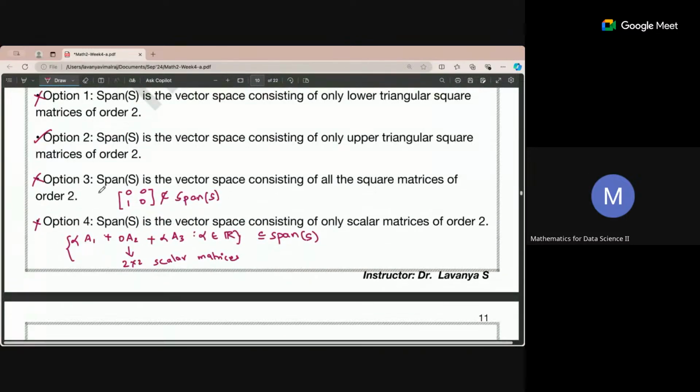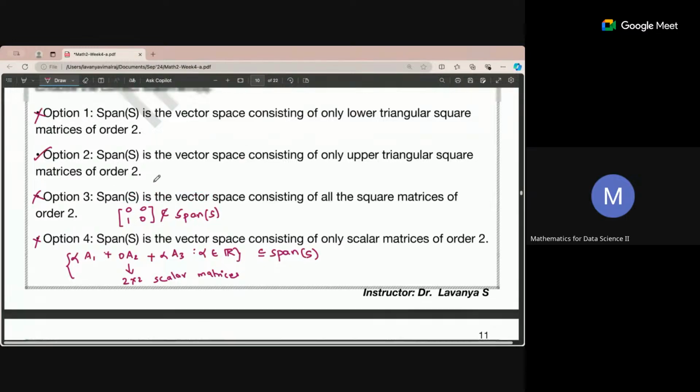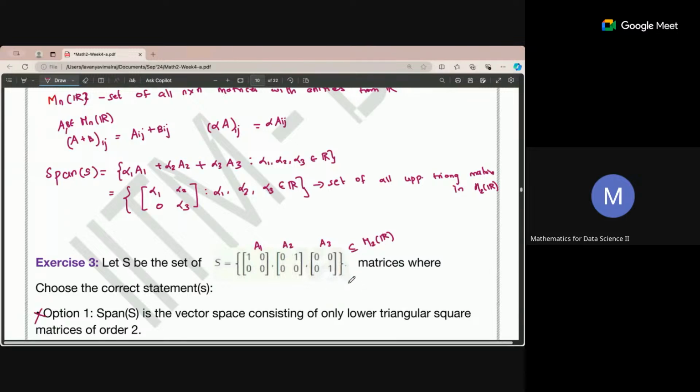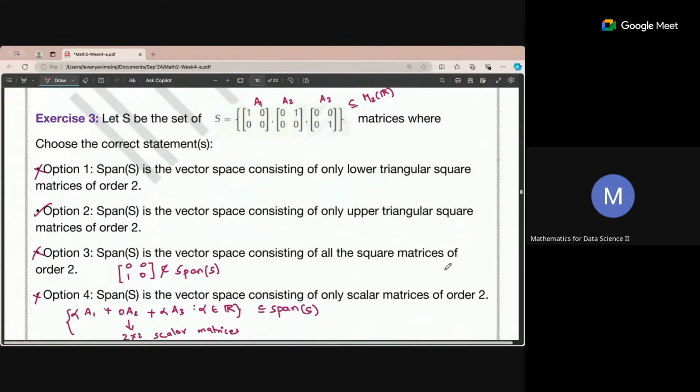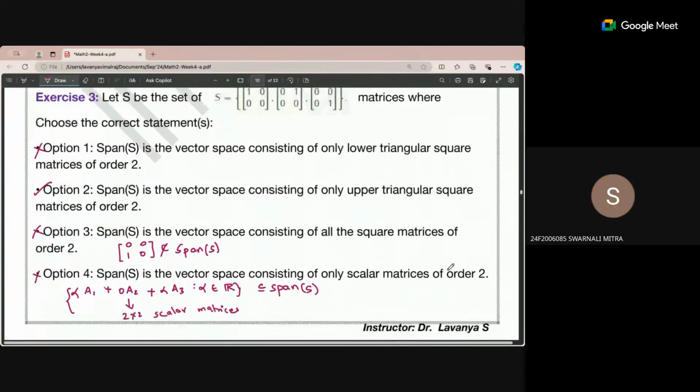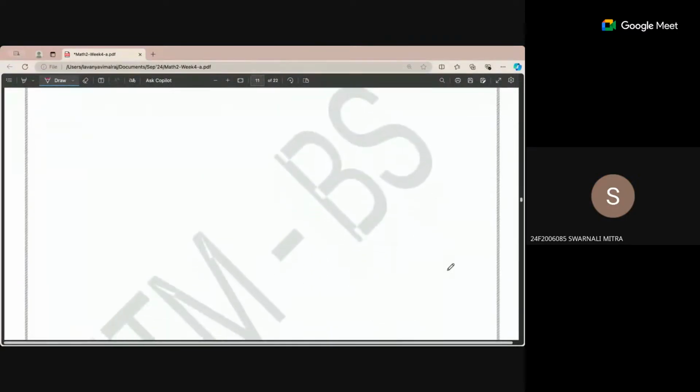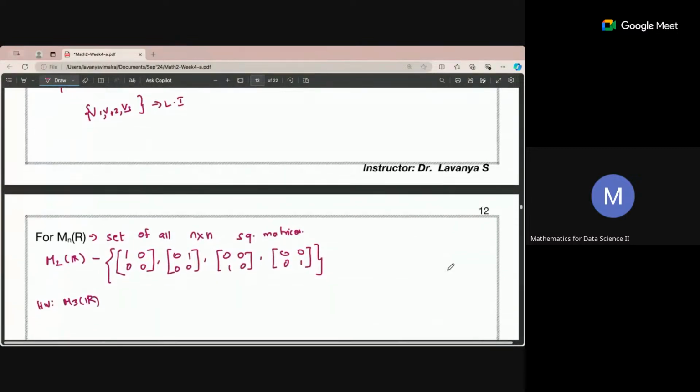Here it is saying that the span of S is a space consisting of all square matrices. It is incorrect because we see that there are several matrices which are not in the span of S. If you leave out one vector, one matrix, then it is not going to span the entire M2 of R. Does that mean we need all four of them? Yes. Okay, ma'am. Thank you.